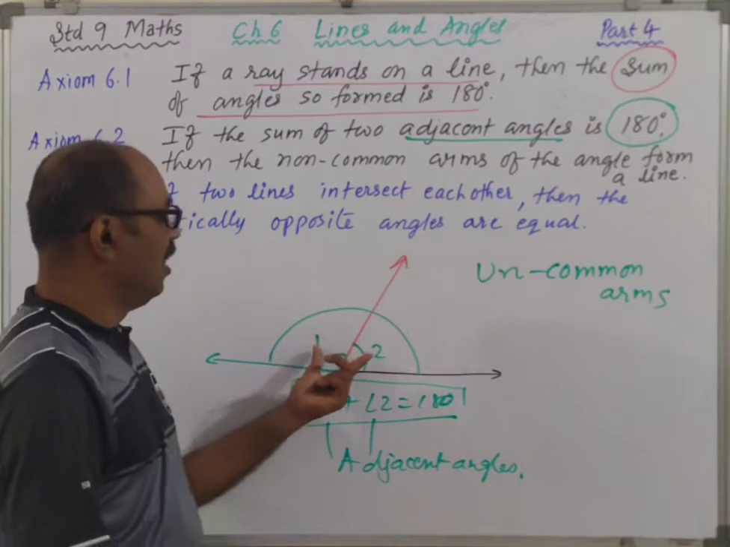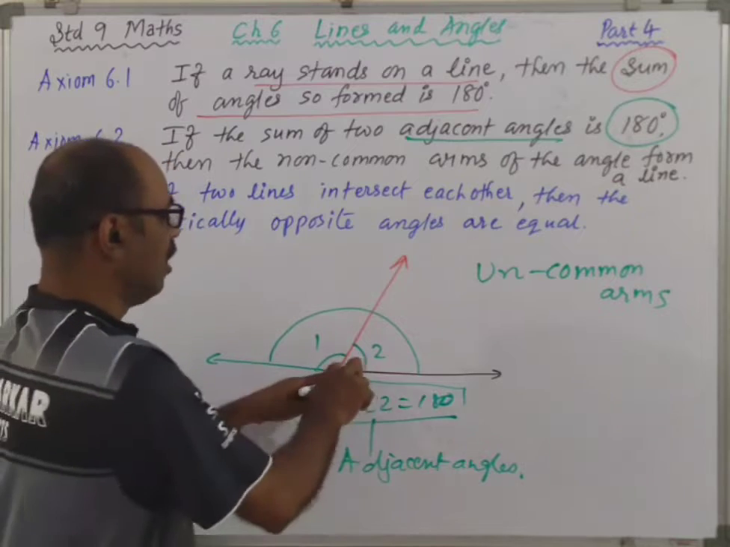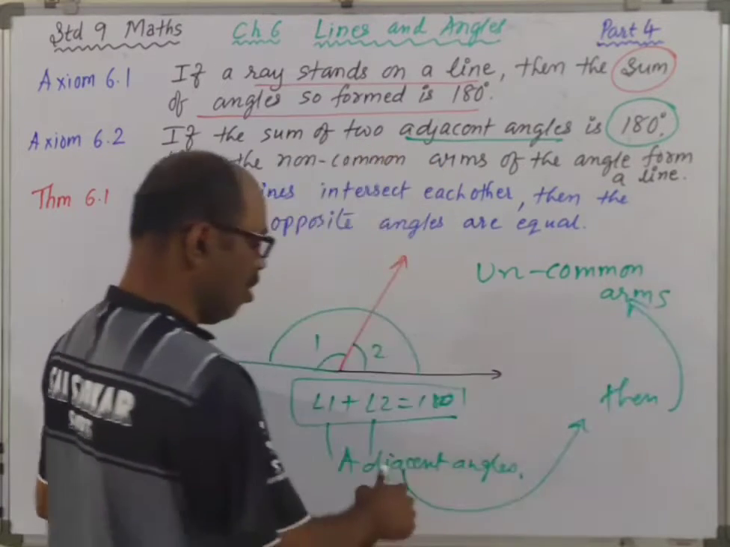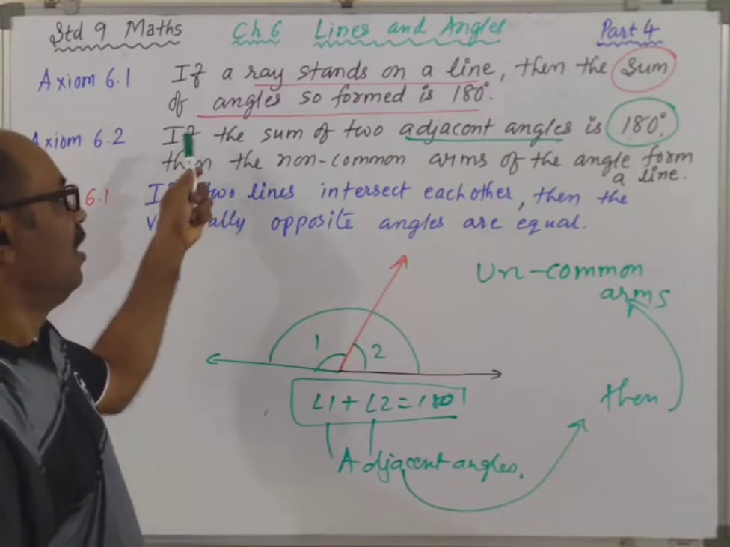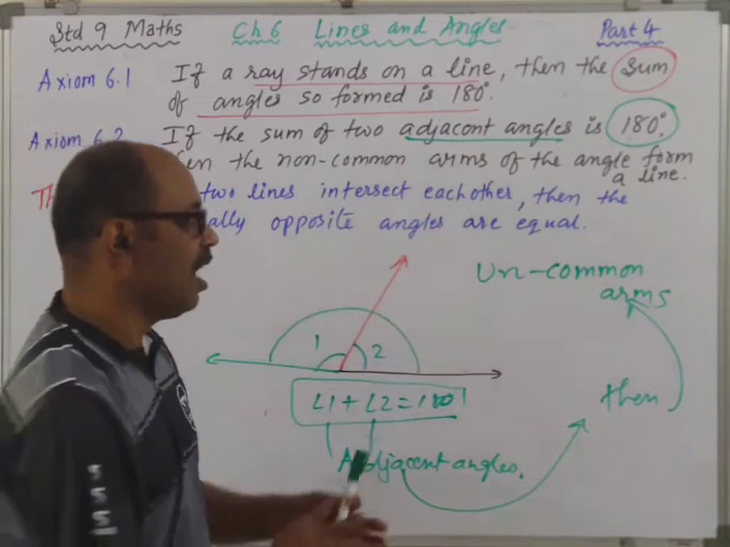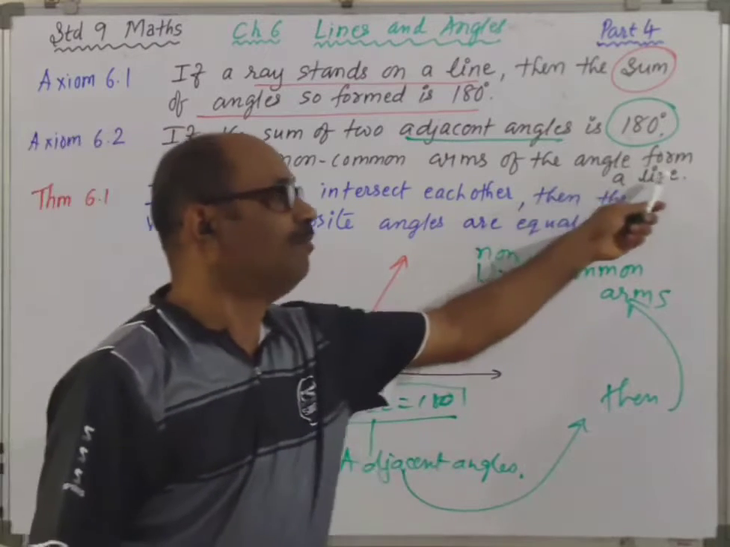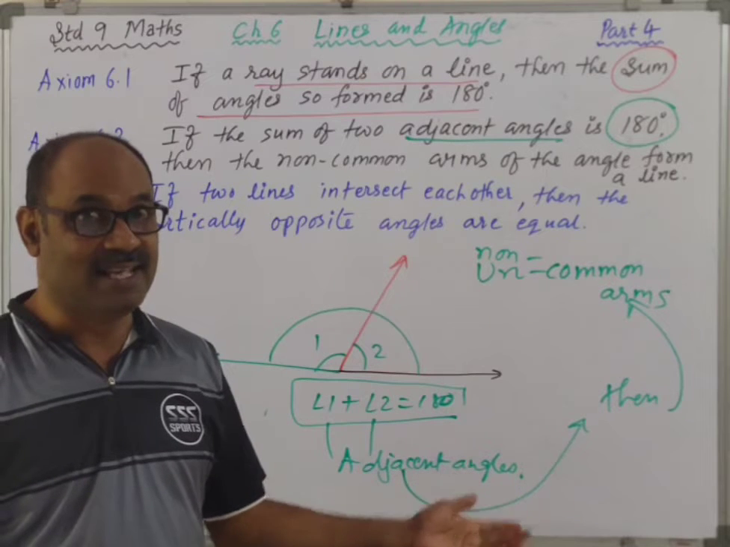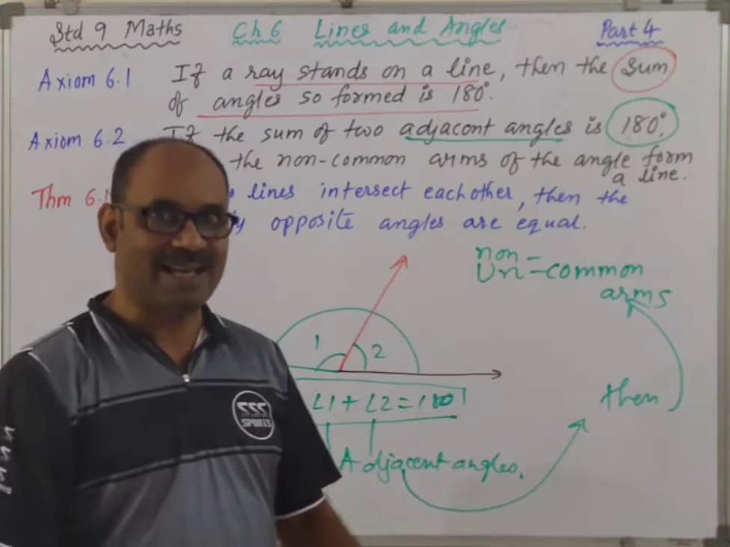Two conditions are fulfilled. Angle 1 and angle 2 are adjacent and their total measure is 180. Then the non-common arms of these adjacent angles will form a straight line. That is the statement. If the sum of two adjacent angles is 180, then the non-common arms of the angles form a line. Clear to you? Okay. Again, this is an axiom. It is a universal fact. We don't need to prove it. We have to accept that.